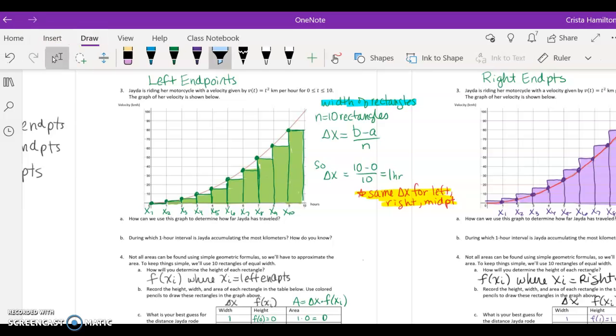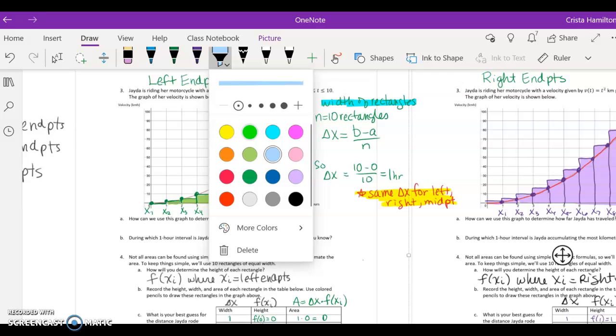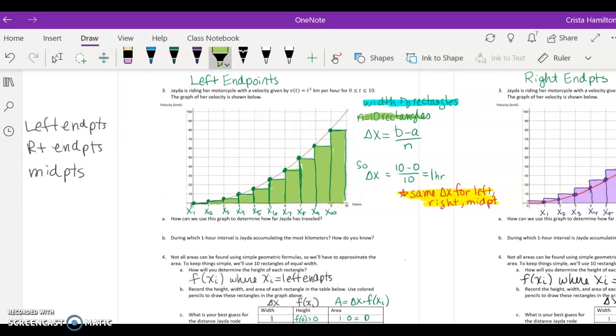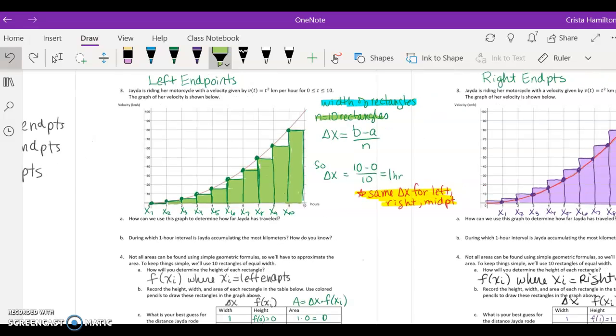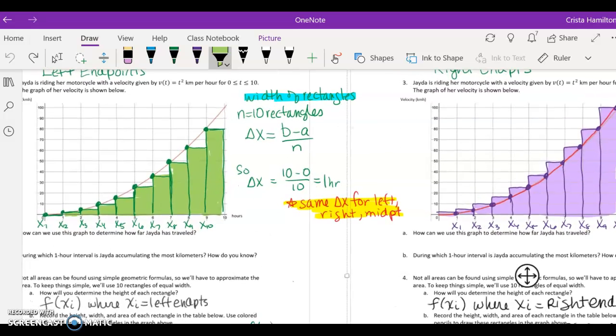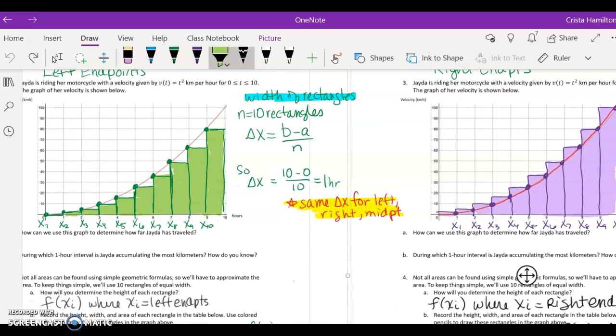Now, when we're taking a look at the left endpoints, what we're doing first off, and this is the same for the left, the right, or the midpoint, we're going to look for the width of each rectangle, because area, of course, is width times height. So if we have 10 rectangles, which I have highlighted right here, then I want to calculate the width of each rectangle.